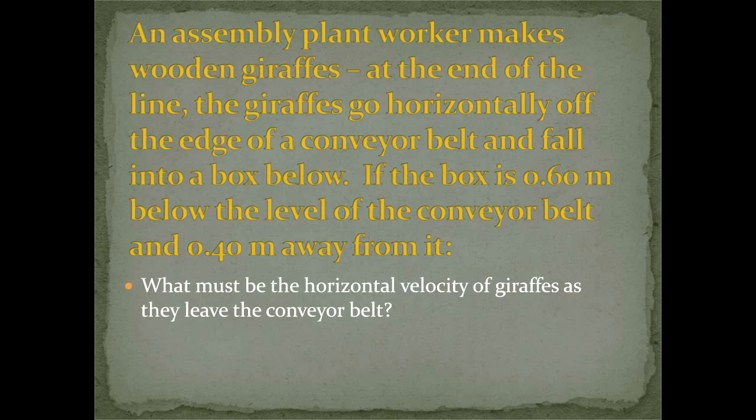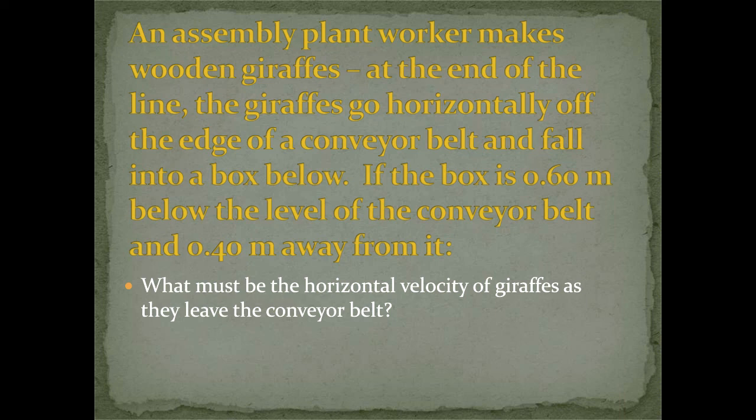All right, I think we'll try one more. Here's one. An assembly plant worker makes wooden giraffes. At the end of the line, the giraffes go horizontally off the edge of the conveyor belt and fall into a box below. If the box is 0.6 meters below the level of the conveyor belt and 0.4 meters away from it, what must be the horizontal velocity of the giraffes as they leave the conveyor belt?